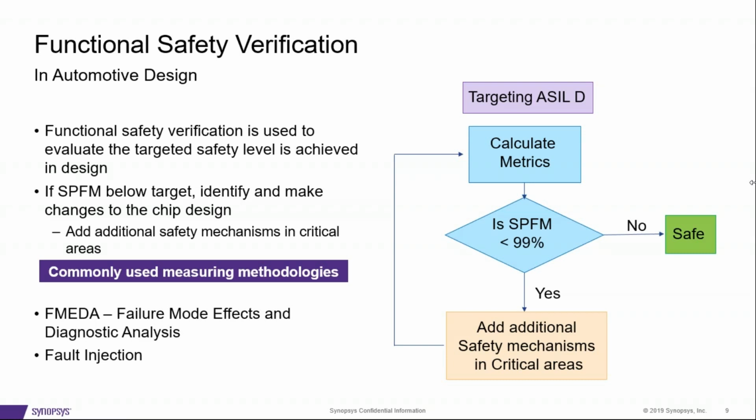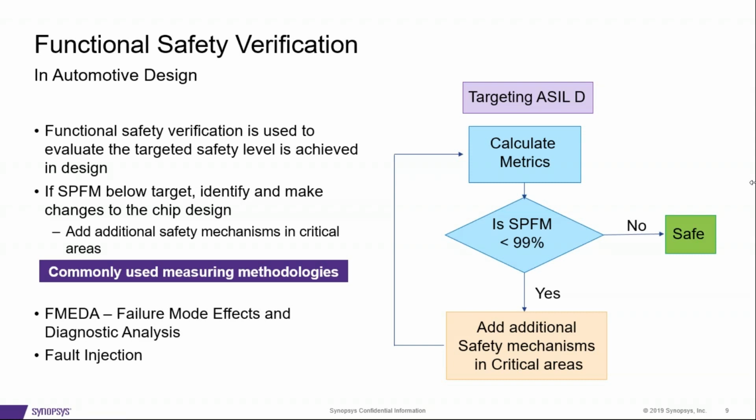design. So if you go and calculate, whether you're estimating it or measuring it, calculate the SPFM and you find that it's below target, what you need to do is identify the areas of the design that are causing that and make changes to the chip design to address them. Okay, so calculate the metric, go through that diagram there. Is SPFM less than 99%? If it's yes, then you're going to need to analyze and add additional safety mechanisms.